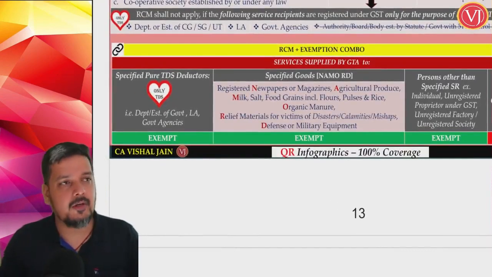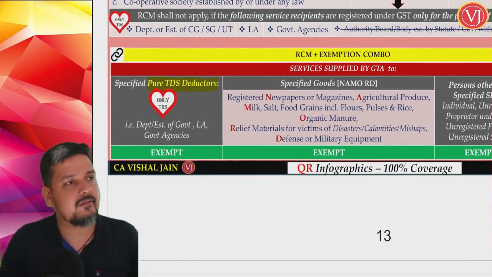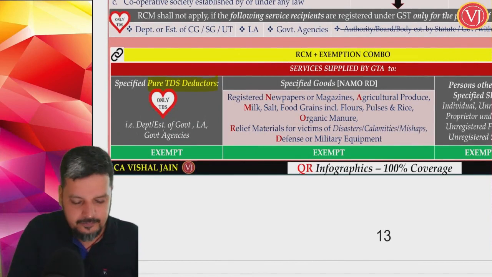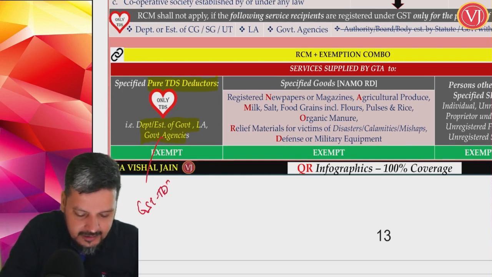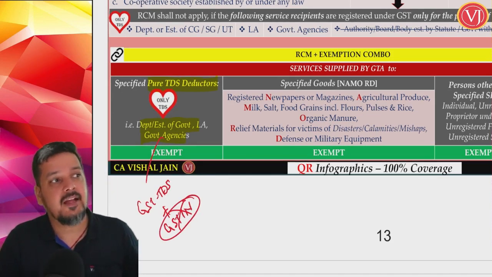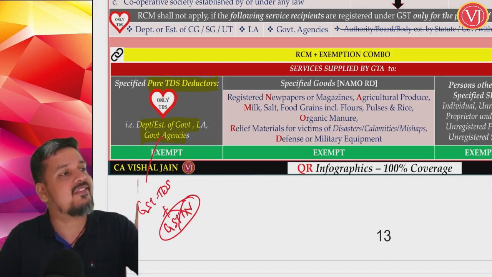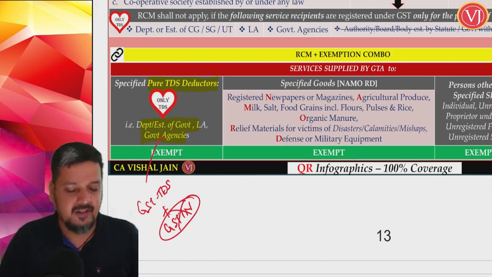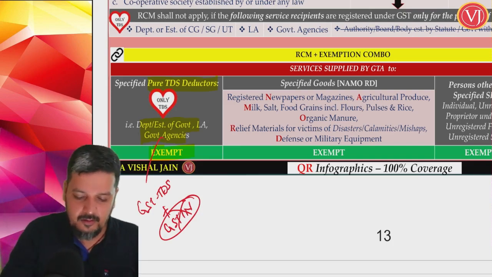you are transporting goods, the GTA is transporting goods for pure TDS deductors. What do you mean by pure TDS deductors? Who will deduct TDS? Government or government agencies. And they have only a GST TDS registration number. They don't have a normal GST number. If transportation of goods by GTA is done for government having only a GST TDS number, no normal GST number, then it is exempt. This is the first category.